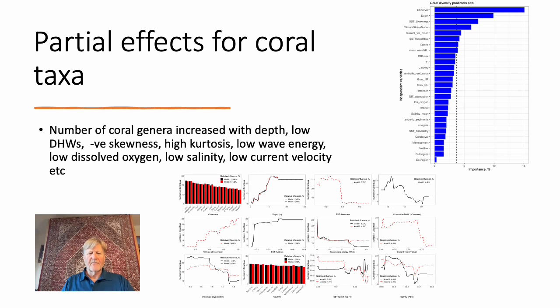Here's the same responses for coral taxa. It's a different group of variables that are important here. Some of them are related to temperature, including degree heating weeks or cumulative excess heat, the skewness of the temperature, the kurtosis in terms of the shape of the temperature distributions, wave energy, dissolved oxygen, salinity, etc. So this gives you an idea of what's influencing corals, and it's really not the same as fish. There is some overlap, but in general, they are affected by different environmental parameters.